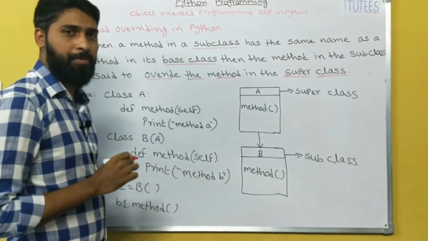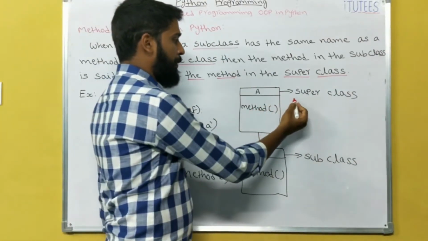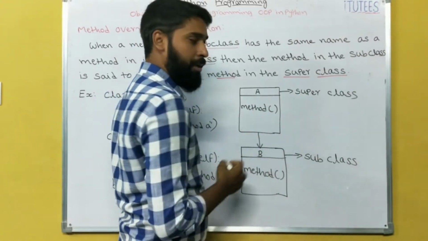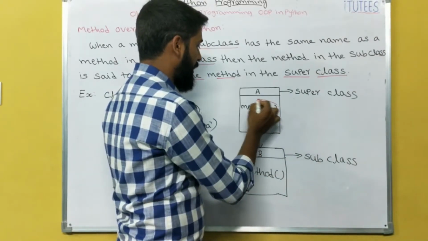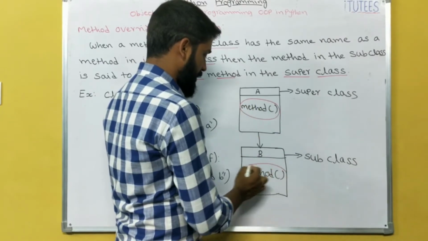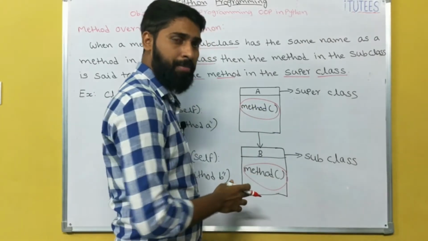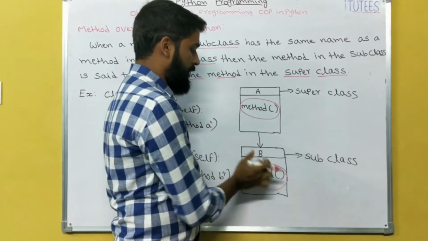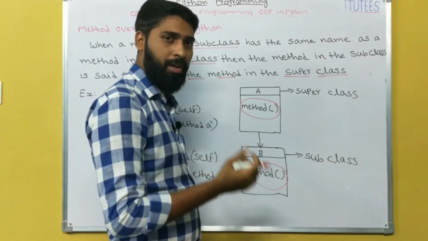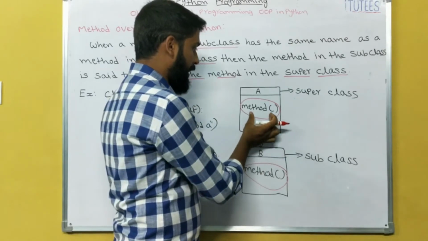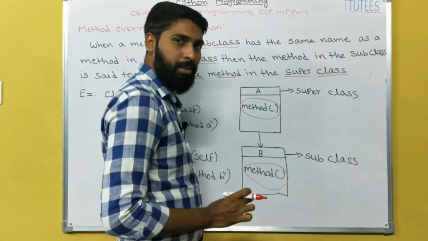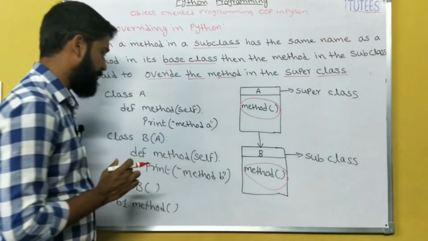So what does that mean? If the superclass and subclass both have a method, here the method name is, for example, method. So both the classes have the method name method. Now I inherit class A into class B. That means class A's method is overridden by the subclass method. Okay, now we can see this example.